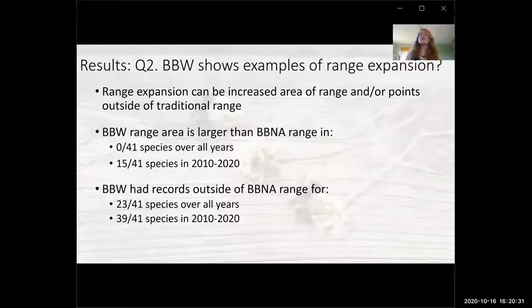And looking at the number of points outside of the range, so points outside that base polygon, 23 species had points from Bumblebee Watch outside the base range, and 39 species in the last decade had points due to Bumblebee Watch outside the traditional range. So this shows range expansion in terms of records outside the known previous locations.